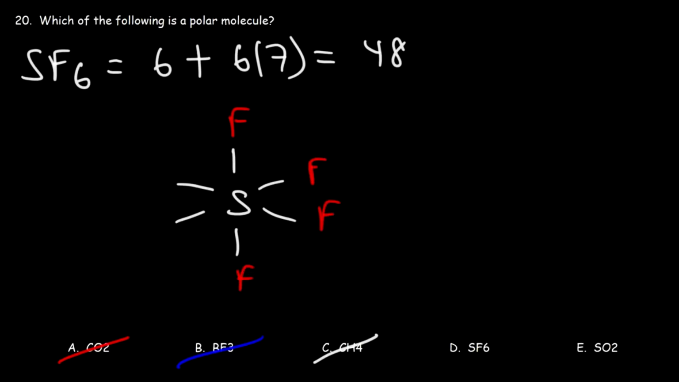Sulfur hexafluoride looks like this. It has an octahedral molecular geometry. And it turns out that all of the dipole moments cancel in this molecule. So the net dipole moment is 0.